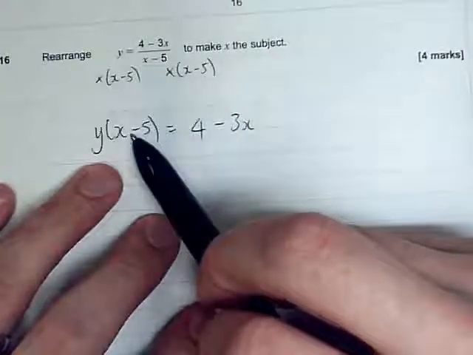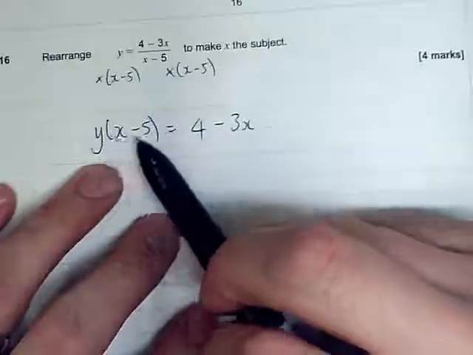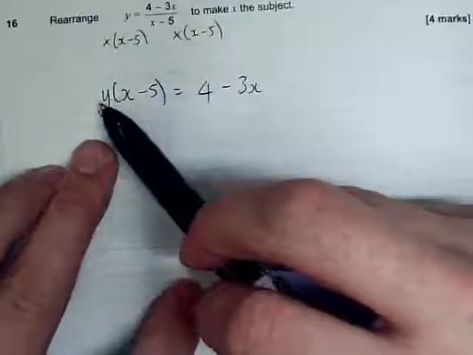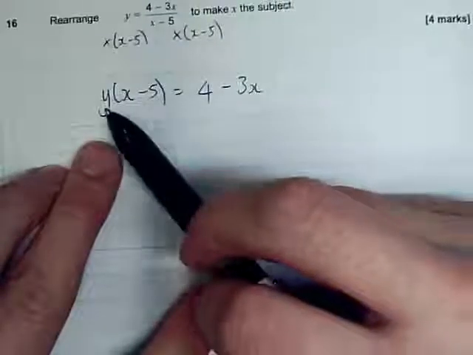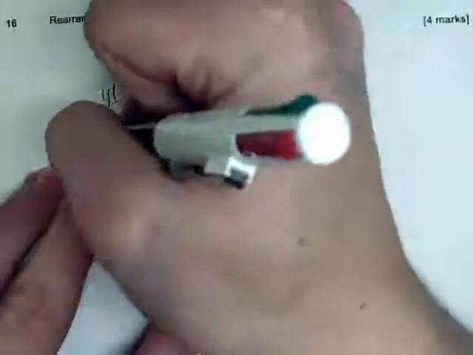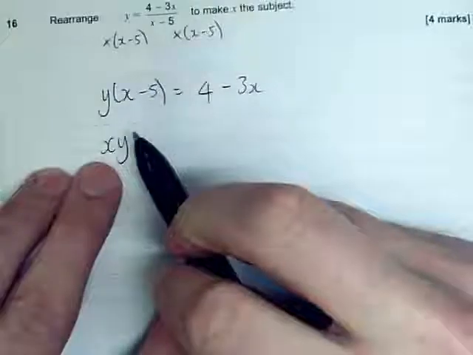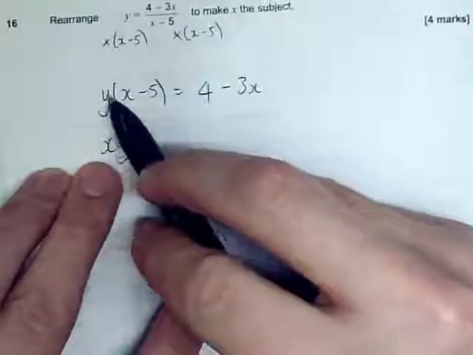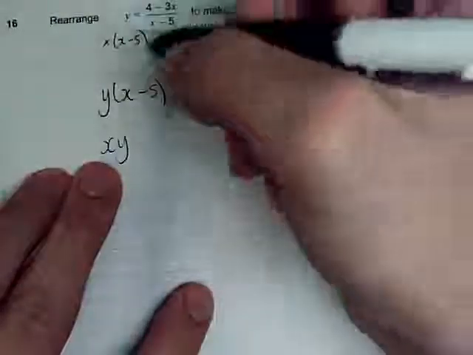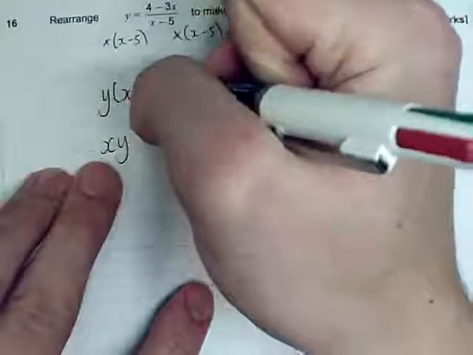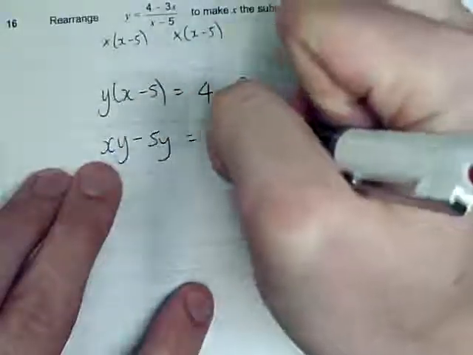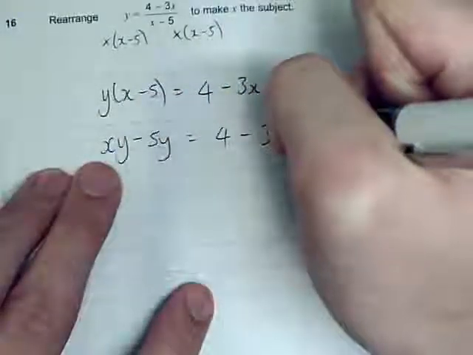Okay, so if we expand this bracket, we can see what we have left. So y times x, we can write as xy. Remember, when multiplying more than one letter, write in alphabetical order. Y times 5 is 5y, and it's a minus, so it's minus 5y, and that equals the right hand side.